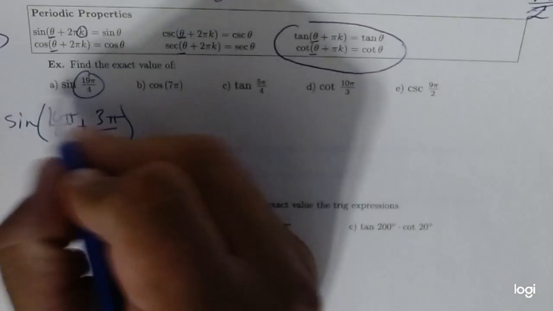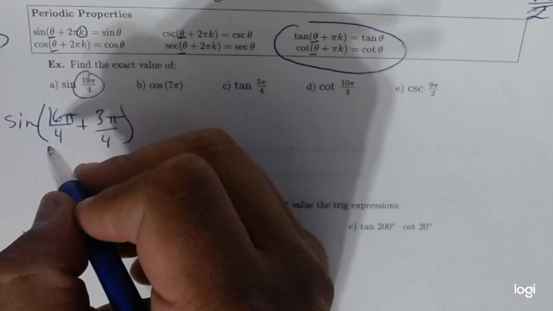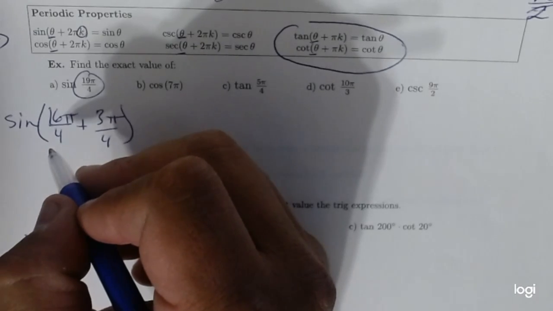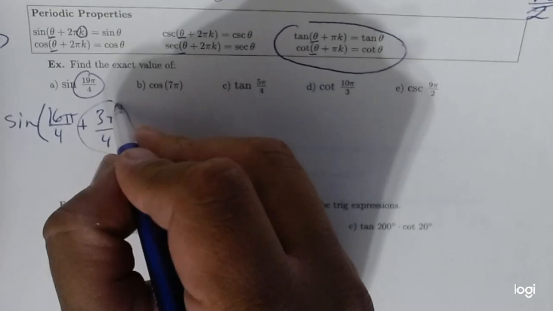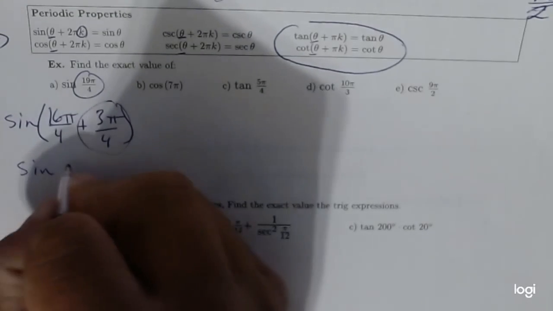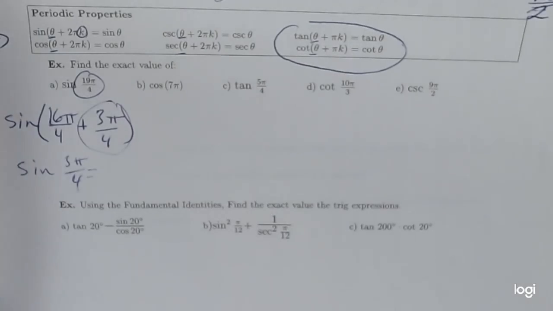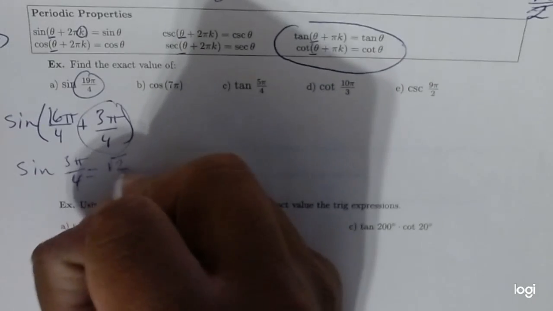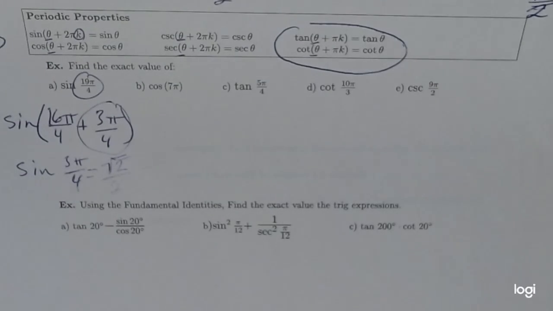Now remember, this is going around 4 times, and ending up at this portion here. So this becomes sine of 3 pi over 4, and that's our final answer, or whatever sine of 3 pi over 4 is. So you go back to our unit circle. The sine of it is radical 2 over 2. We get a new 1.